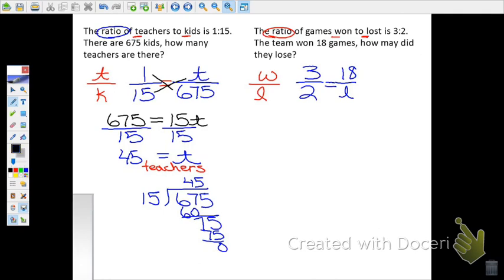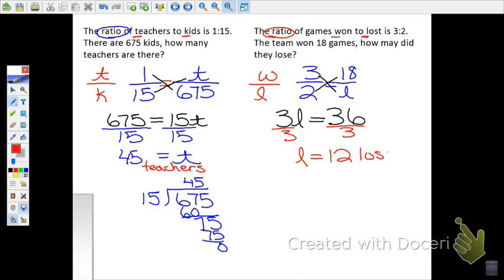So we're going to cross multiply in one direction. 3 times L equals, other direction, 2 times 18 is 36. I want the L by itself, so what am I going to do? Divide both sides by 3. And so they had 12 losses.